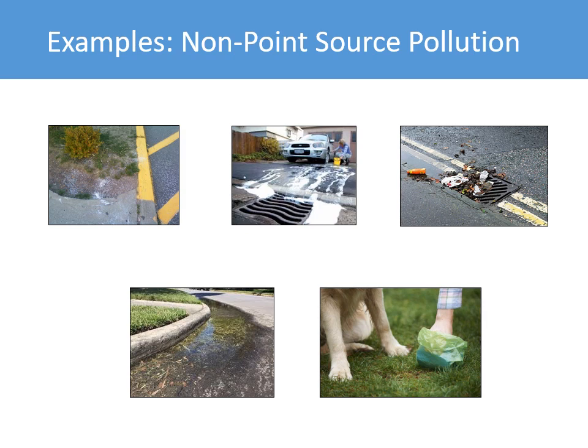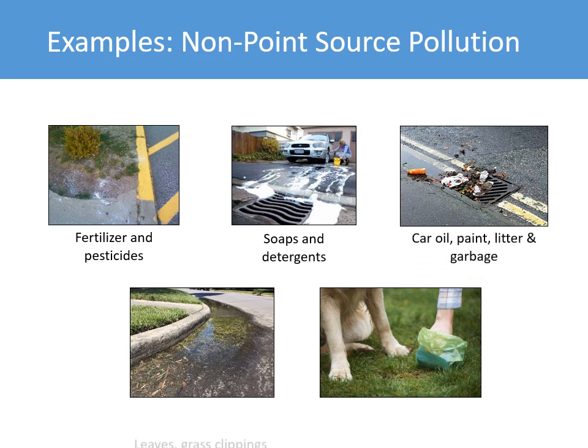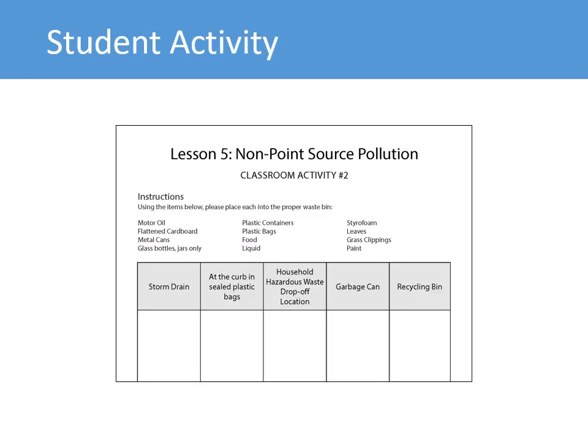Yes, there are animals in the environment, but there's a difference between one animal doing what they have to do and then a whole bunch of animals doing what they have to do in the same place. So, fertilizers and pesticides, soaps and detergents, car oil, paint, litter and garbage, leaves, grass clippings, and plant debris, and pet waste are all some of the things we just talked about.